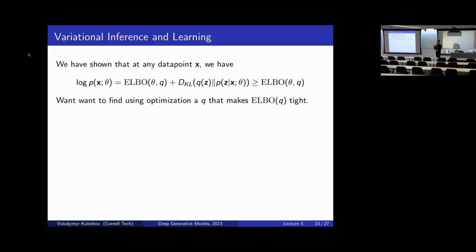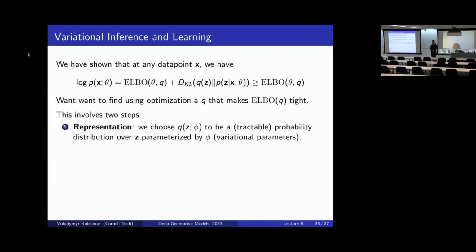Okay, let's just say that for now we're in the innermost loop where we want to optimize the ELBO. We now have a formula for it, but we have to find a good q. So what does it mean to find a good q? Well, finding a good q involves two tasks. One is representation.